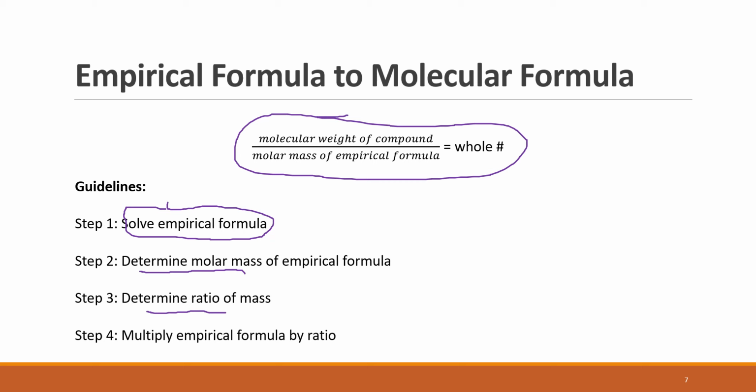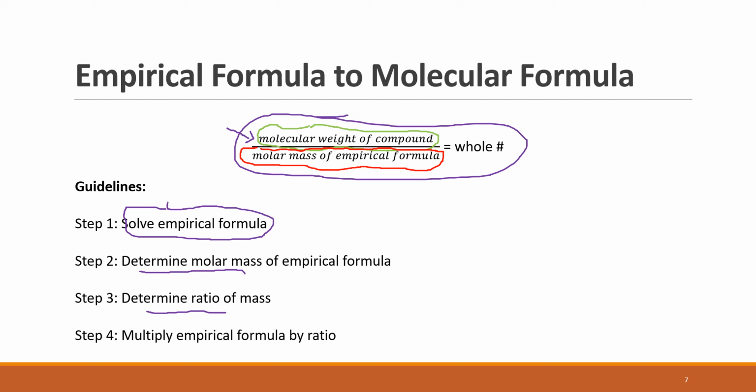So we would take the molecular weight of the compound in the numerator. Now the molecular weight of the compound is going to be given to you in the problem. That is not something you'll have to solve for. They will give that to you. So that'll be in the numerator, and the denominator is going to be the molar mass of the empirical formula. Now this might not be given to you. They might just give you the empirical formula itself, and you have to calculate the molar mass of it.